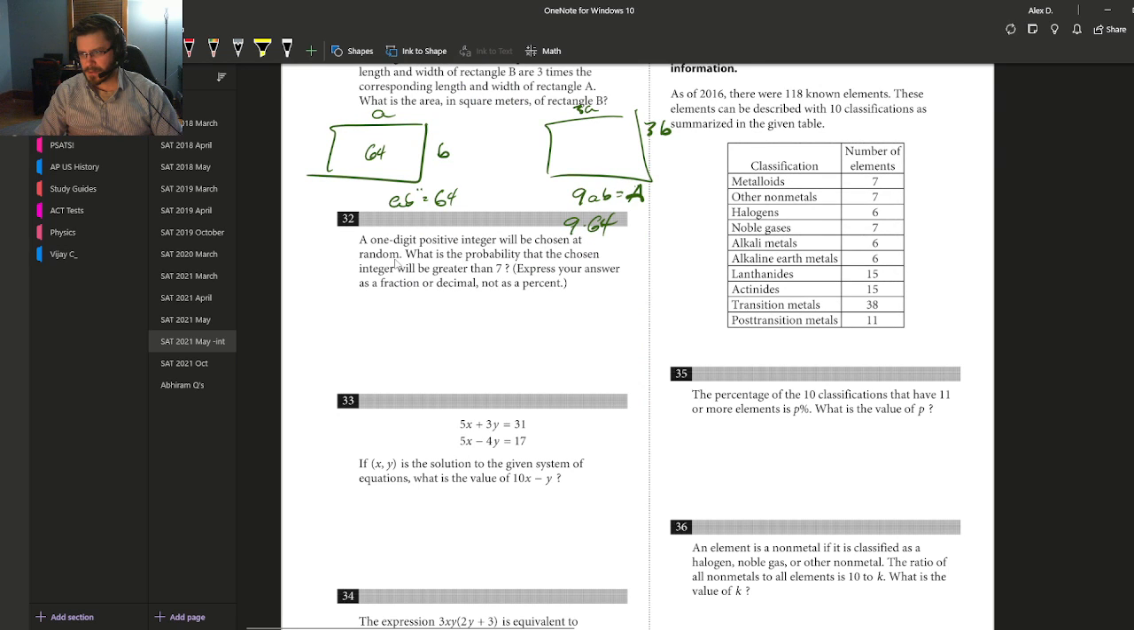One digit positive integer chosen at random. Okay, there are 9 of those. 1, 2, 3, 4, 5, 6, 7, 8, 9. Probability that the chosen integer will be greater than 7. Greater than 7 is 8 and 9, so there are 2 out of 9.